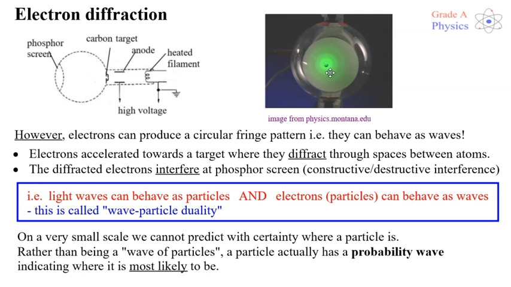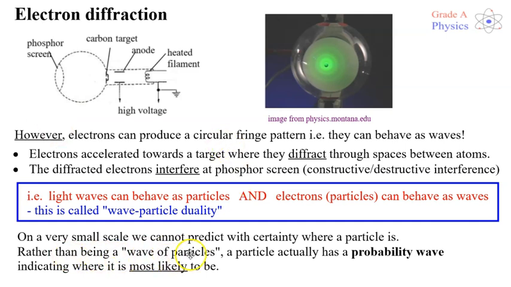So this is really, really strange because the electrons are behaving as particles at the start and at the end when they interact with the phosphor screen, but in the middle they're behaving as waves because we're getting diffraction and interference. So this strange behavior of particles and waves is called wave-particle duality. So we've seen already that light waves can behave as particles with the photoelectric effect, and electrons can behave as waves, which is very, very odd. So this is a key aspect of quantum physics.